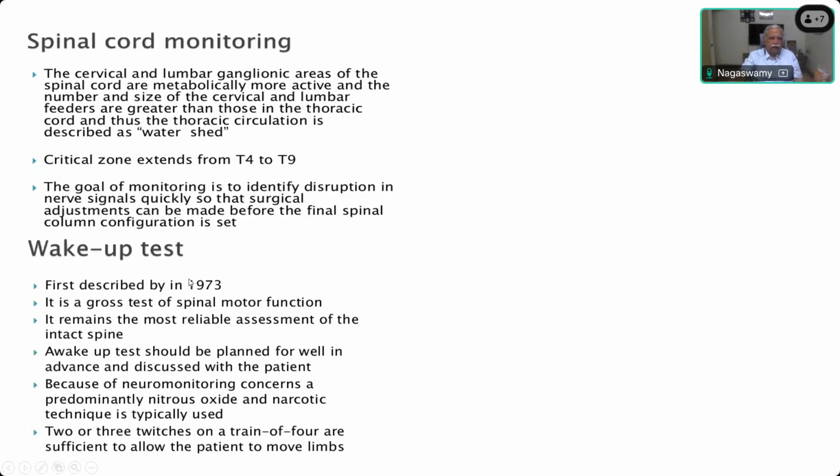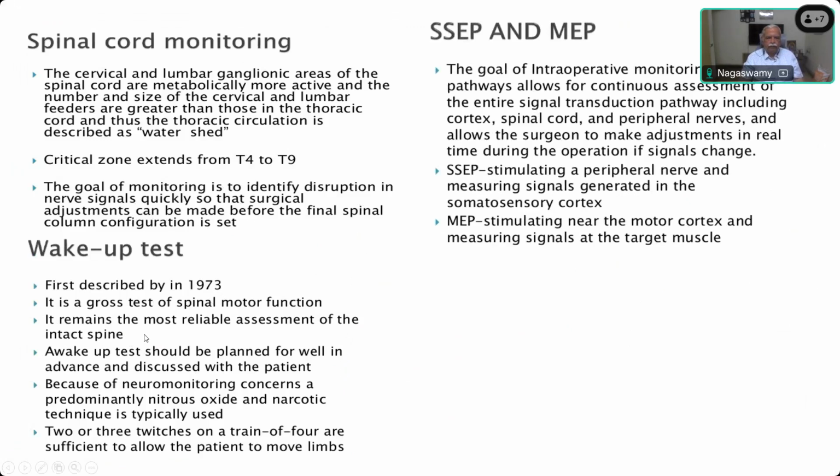It was in 1973 that the wake-up test was done by this person, Stagnara. You can do two or three switches on train of four to allow the patient to move the limbs. So if you have been using any neuromuscular blocking agents, you reduce the dose and time it, and use a nerve stimulator to see whether the neuromuscular transmission has recovered, and then do the testing. That will be a better way to achieve good results.